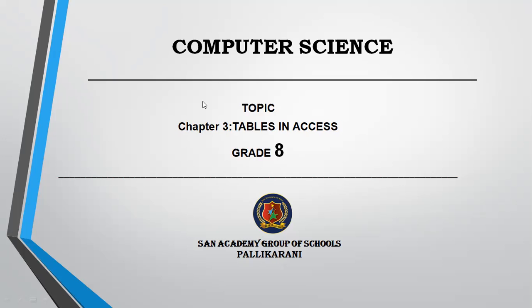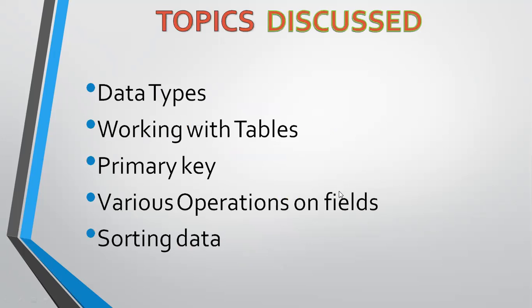So let's see what are the topics we are going to cover in this particular chapter. We'll be learning about data types. Data types are used to declare the fields of a table. Then we will be learning how to work with the table. There are two views for a table, that is datasheet view and design view. So we'll be learning that in working with tables.